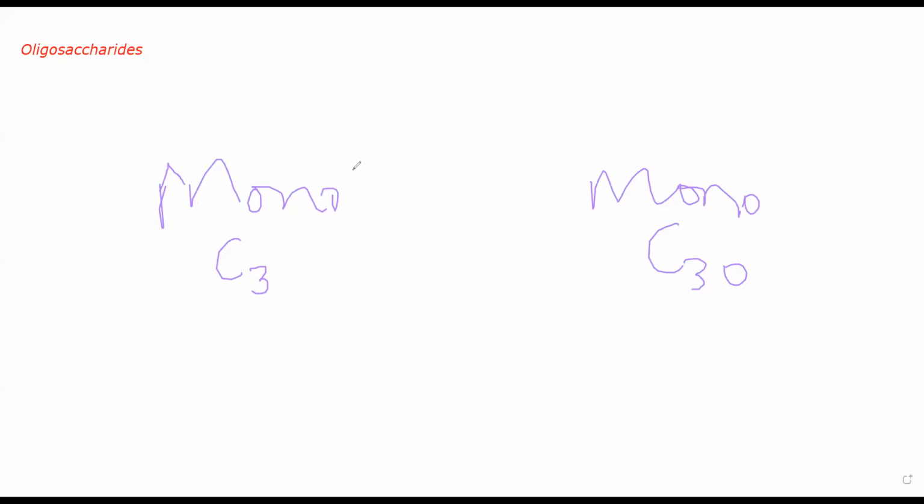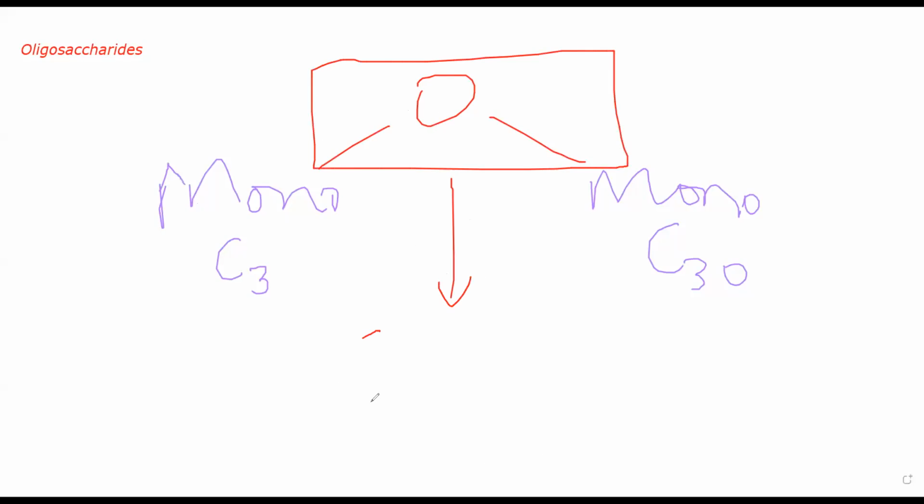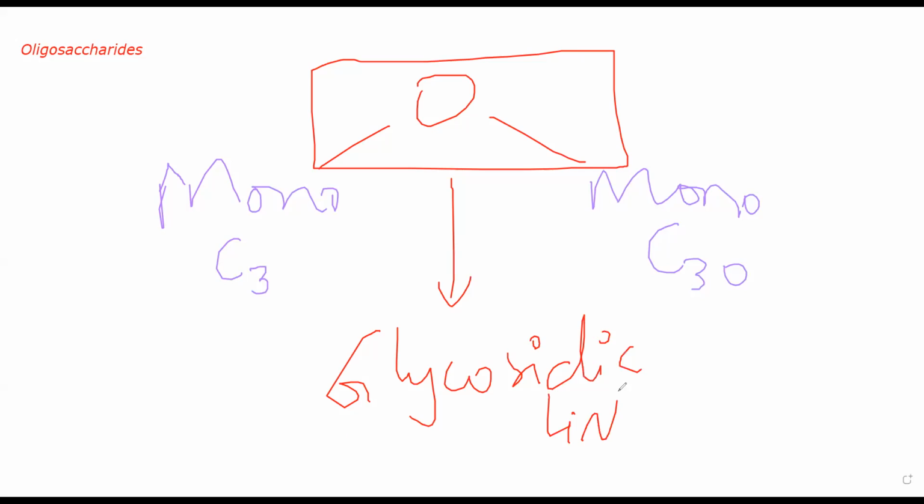It will depend on whether or not this bond is present. So there should be a bond like this. This is called a glycosidic linkage. So short chain monosaccharides that are joined by glycosidic linkages or glycosidic bonds are called oligosaccharides. In oligosaccharides, you will have 2 to 10 monosaccharide units. Any sugar structure that has more than 10 monosaccharide units will become a polysaccharide rather than an oligosaccharide.